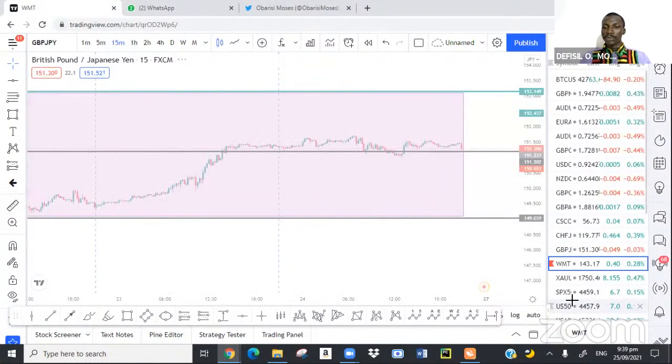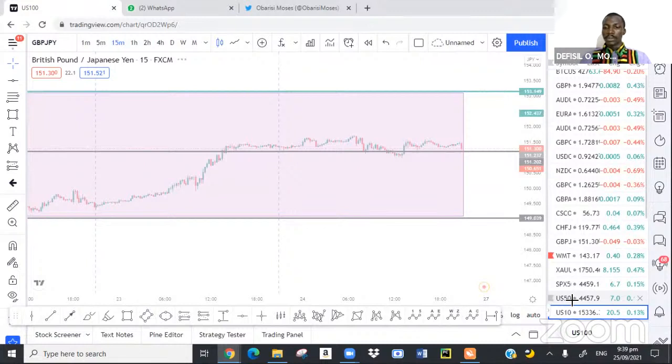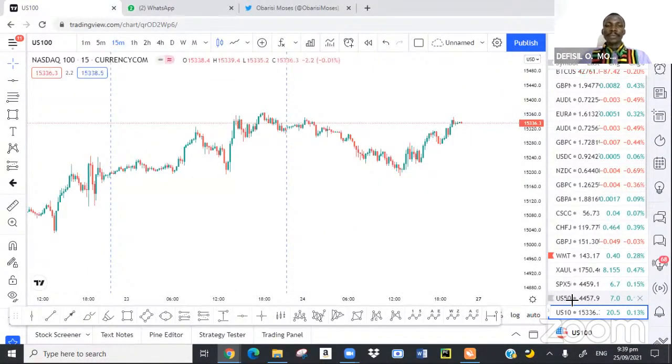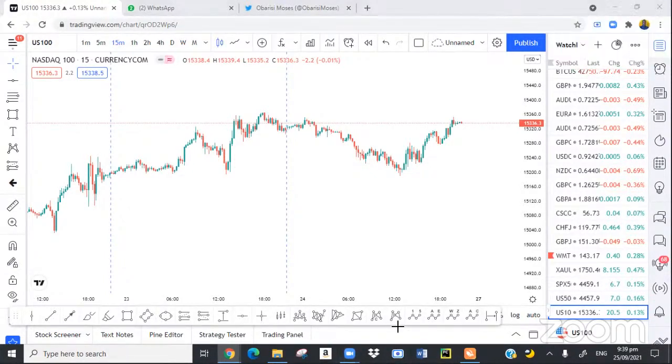Then let's look at another chart. Okay, let's look at some stocks. We've done some on currency. Let's look at the futures or indices. Let's see what we can do over there as well. This is a chart of US 100, popularly NASDAQ or US 100, depending on whichever. But the official name is NASDAQ.